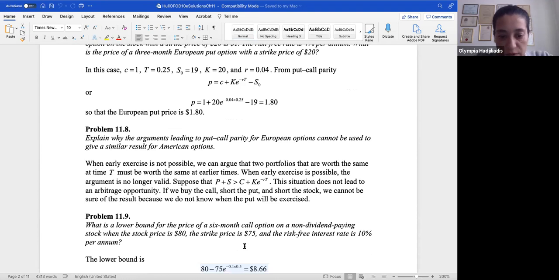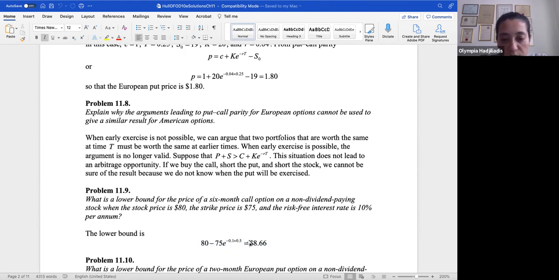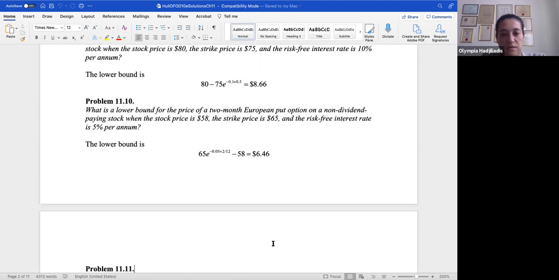What is a lower bound for the price of a 6-month call option on a non-dividend paying stock when the stock price is $80, the strike price is $75, and the risk-free rate is 10% per annum? Well, it's going to be the stock price minus K e^(-rT), which is 75 times e^(-0.1 × 0.5), because it's a 6-month call. And so that gives $8.66.